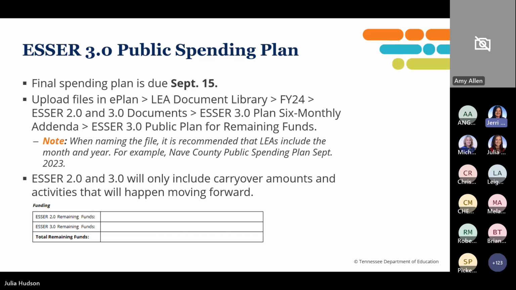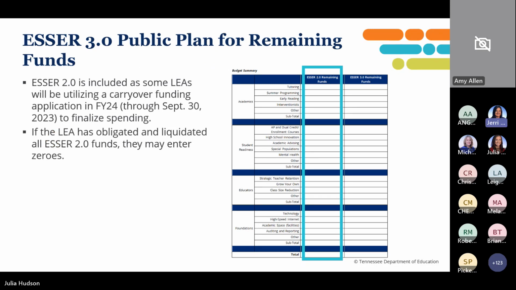We will include ESSER 2.0 as well as ESSER 3.0 in the public spending plan. And as you can see on this slide, ESSER 2 is included. If you have liquidated your funds and are not utilizing the carryover application for ESSER 2.0, you can put zeros here. But we did include it as we know that there will be some LEAs that will be utilizing that carryover application, and they'll need to include it on here as well.